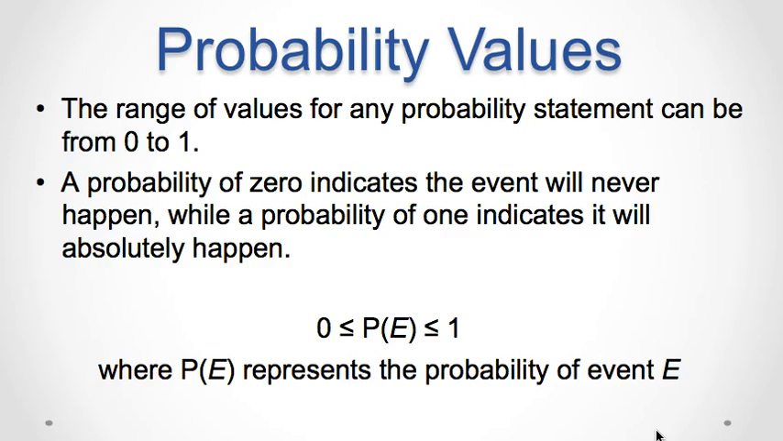If an event is a certainty or will absolutely happen, the probability of the event is 1. The probability of a sure thing is 1. For example, the probability that your statistics professor is female is equal to 1. The closer a probability is to 1, the more likely the event will occur. The closer a probability is to 0, the less likely the event will occur.